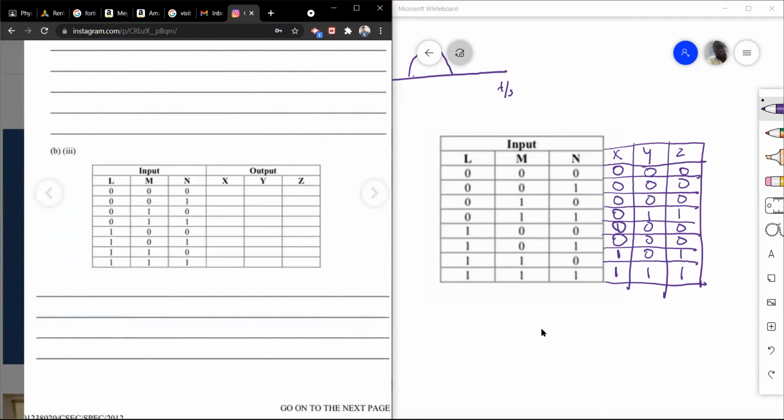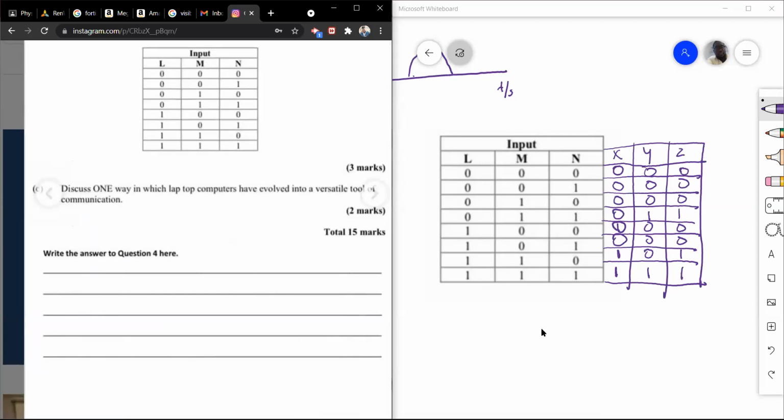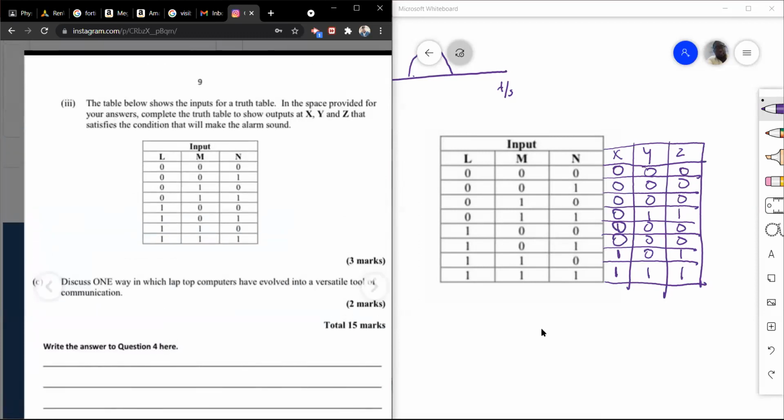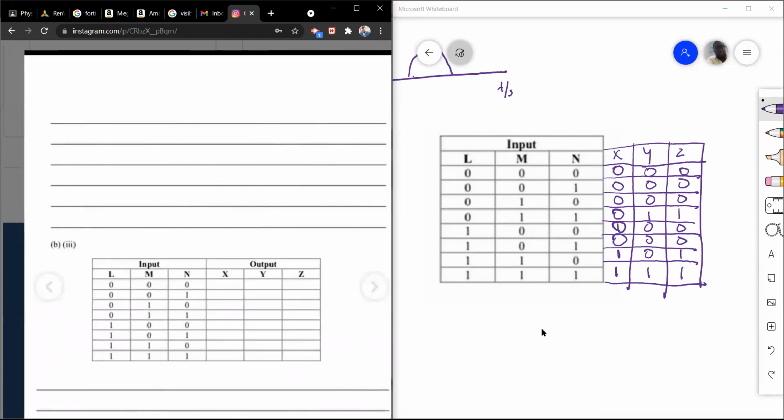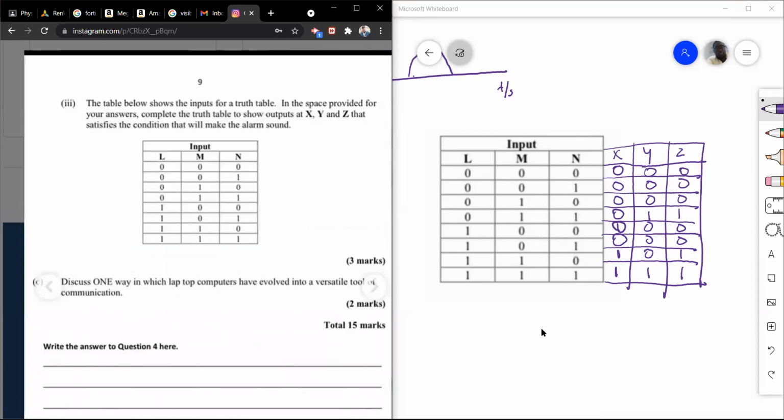Hold on. What is this? LOL. That's crazy. Oh, because remember, they gave the space to work it out, in the space provided. Okay.